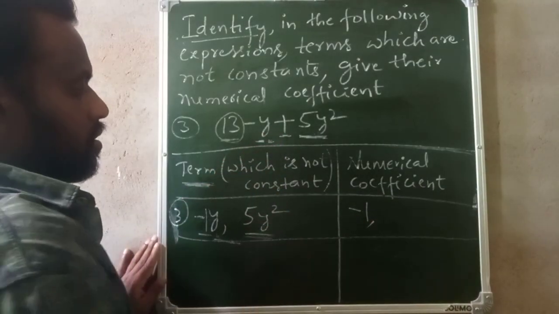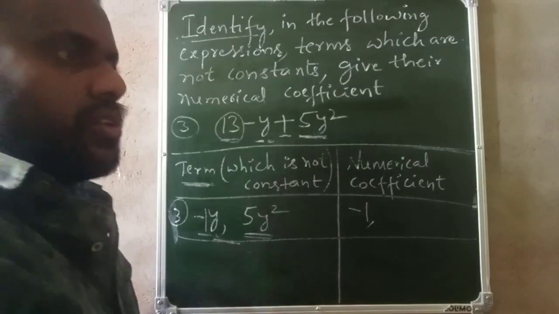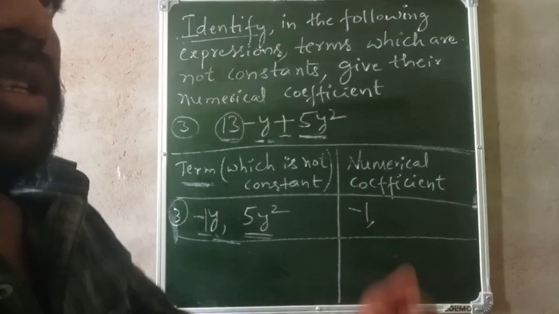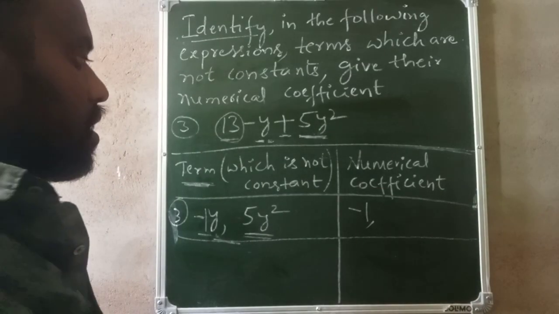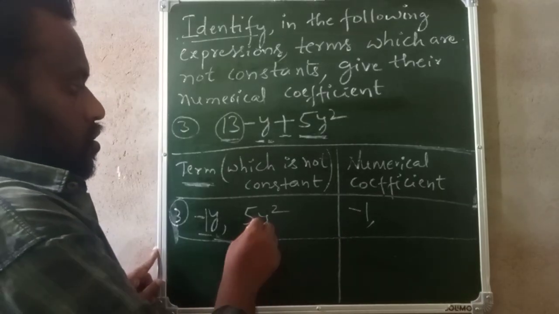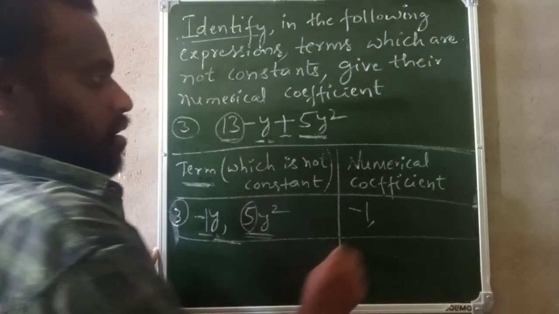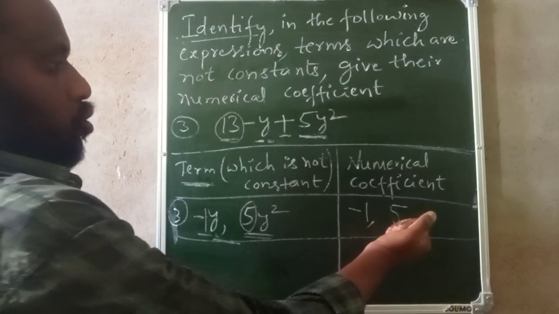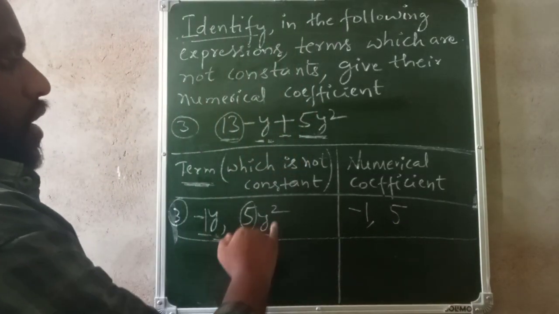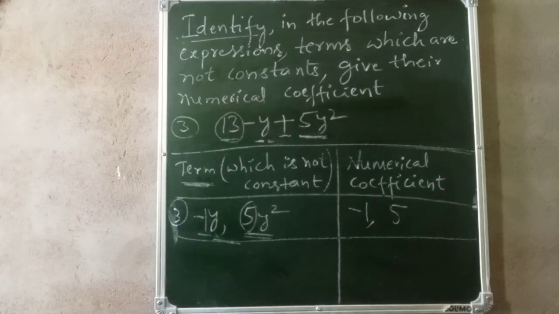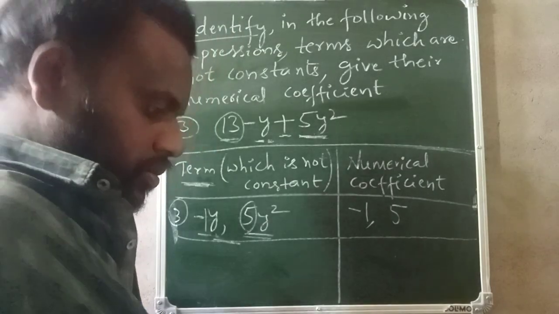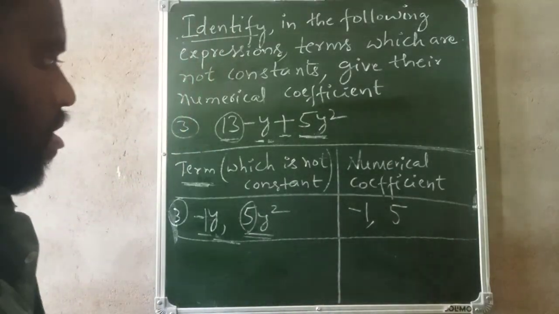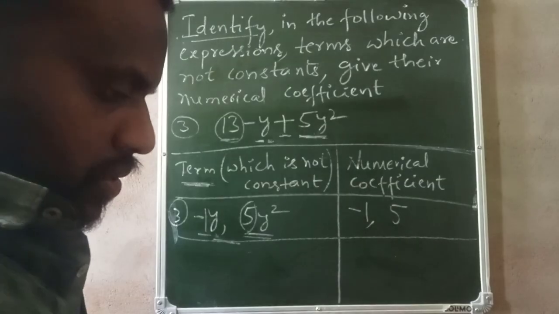Next come to this 5y square. The numerical coefficient is the number present along with the variable y square. So what is that number? 5. So write 5 here. So 5 is the numerical coefficient of this 5y square. So that is done.